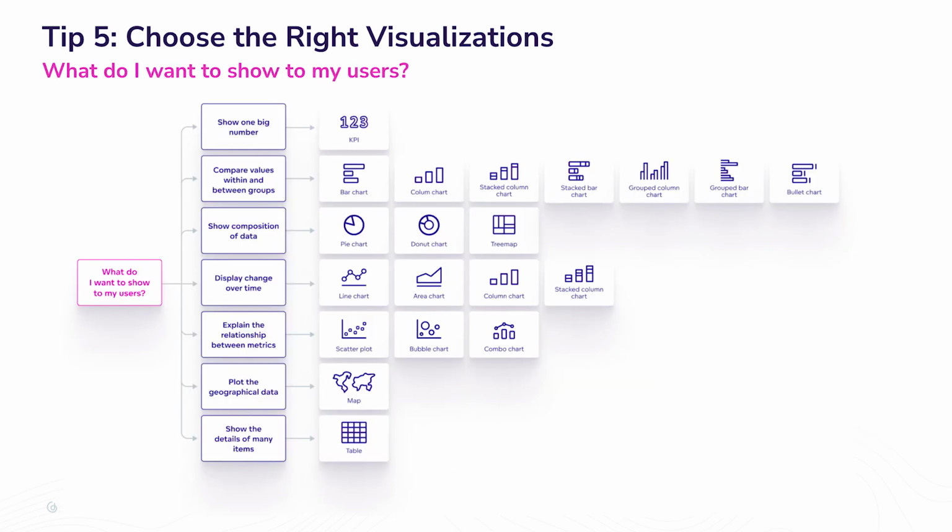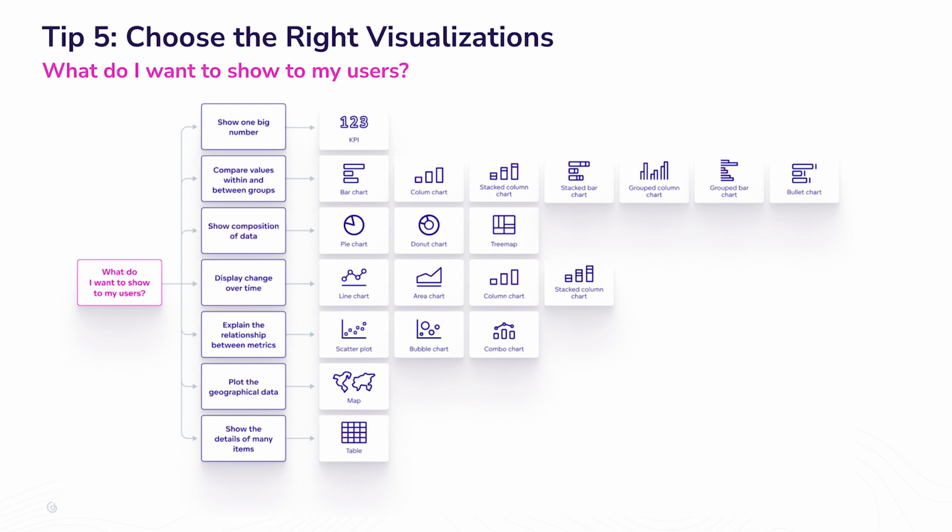And how to choose it? How to choose the right visualization? You need to start with a question, and this one question is really what helps you to decide what to use. And this is: what do I want to show to my users? Let's start from the beginning. If you are showing just one big number, something like revenue or number of orders, number of visitors on the website, it could be just one big KPI, one big number. It doesn't need to be a chart.